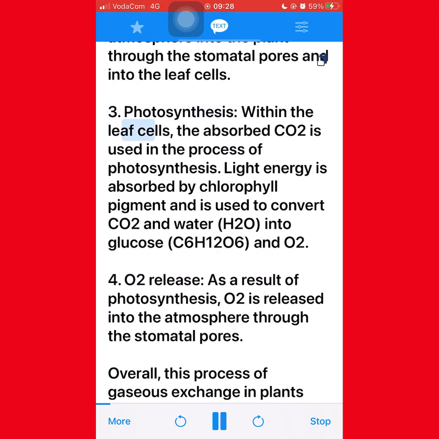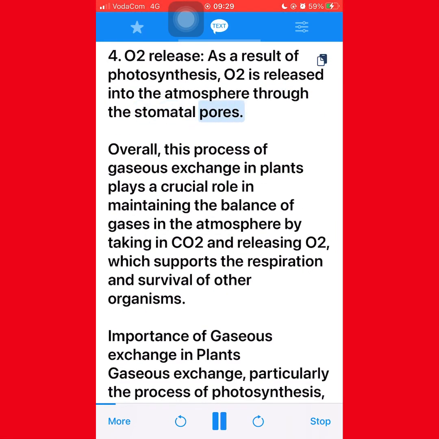3. Photosynthesis. Within the leaf cells, the absorbed CO2 is used in the process of photosynthesis. Light energy is absorbed by chlorophyll pigment and is used to convert CO2 and water, H2O, into glucose, C6H12O6, and O2. 4. O2 release. As a result of photosynthesis, O2 is released into the atmosphere through the stomatal pores.